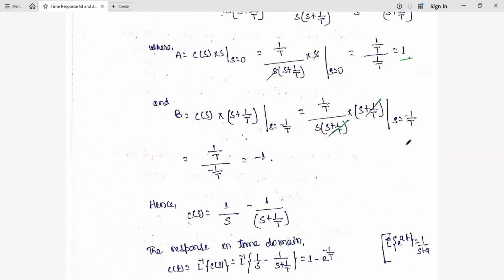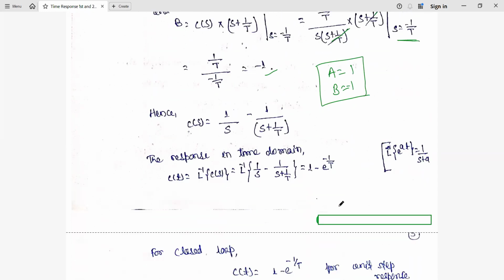So S is what? Minus 1 by T. So when we substitute this value, B is what? Minus 1. So now we have A equal to 1 and B equal to minus 1. This value we are going to substitute in the previous C of S. Now finally we have 1 by S minus 1 upon S plus 1 by T.